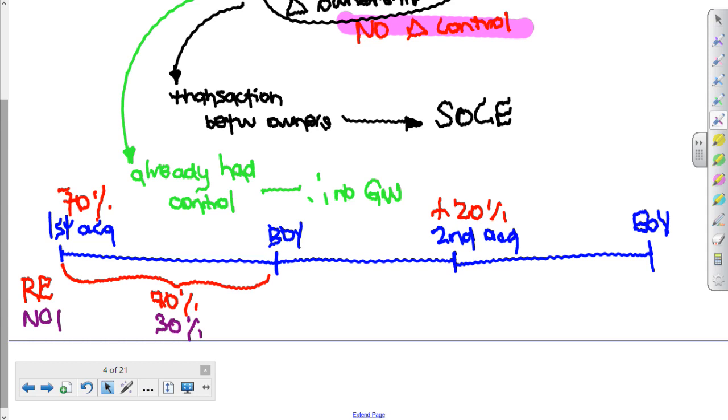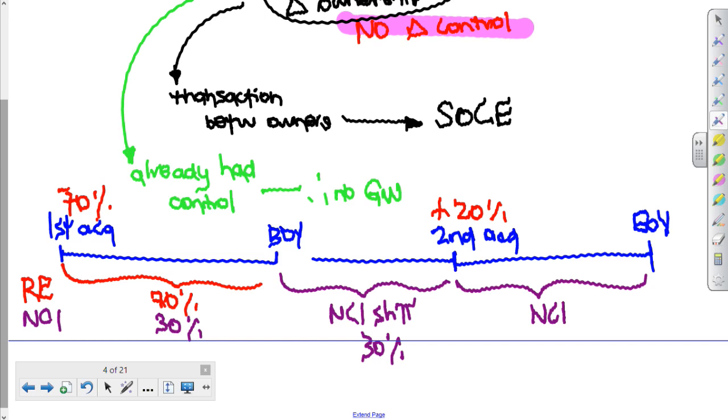In the current year, I'm going to consolidate the entire year, isn't it? But in the current year, let me put the blue. NCI's share of profits for the first period is 30%. NCI's share of profits for the second period is only 10%, isn't it? And so I just need to keep track of the dates for that reason, isn't it?